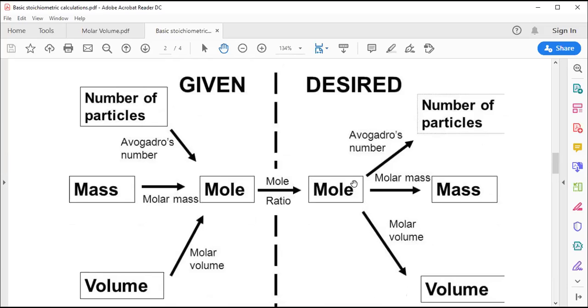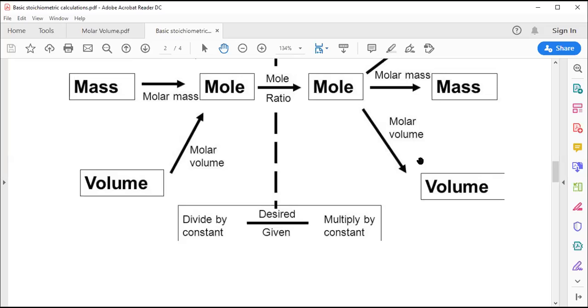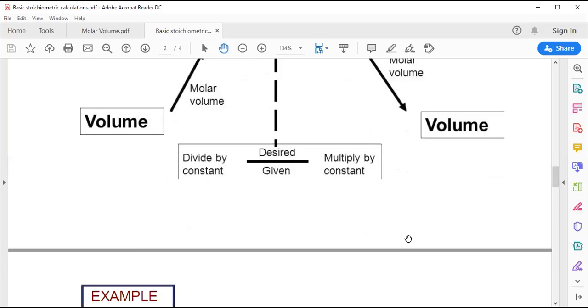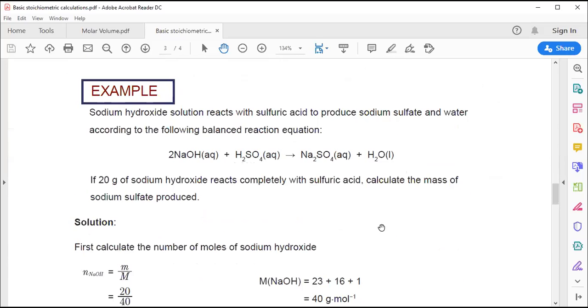The question is going to ask you, what is the concentration? What is the mass? What is the volume? The moment I've got the desired moles, I can use my equation to get the volume, mass, number of particles or concentration, depending. So on the left-hand side, you divide by those constants. Then you do your mole ratio. Then on the other side, you multiply. All right, let's look at this example here.